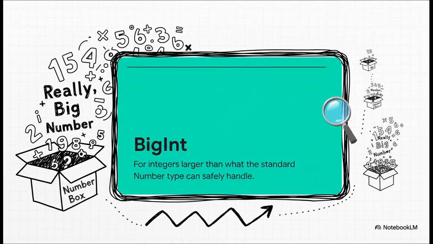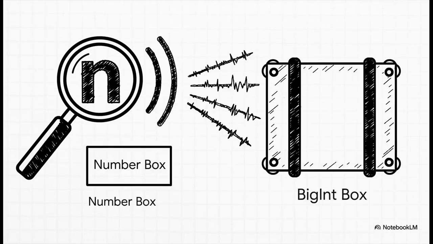It is literally the really, really big number box. It's designed for one specific job, handling integers that go way beyond that safe limit, making sure your huge calculations stay perfectly accurate. So how do you tell JavaScript that you need this special, oversized box? It's simple. You just add the letter n to the end of your whole number. That little n is the signal. It's the secret code that tells JavaScript, hey, bring out the BigInt box for this one, not the regular number box.